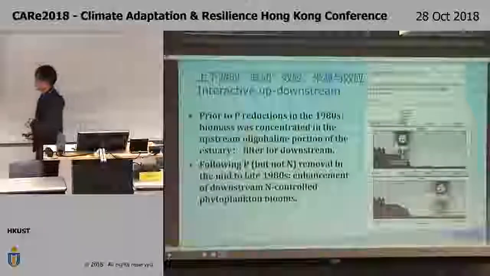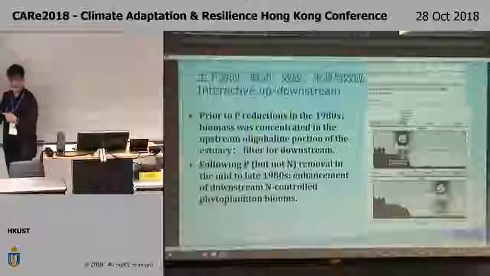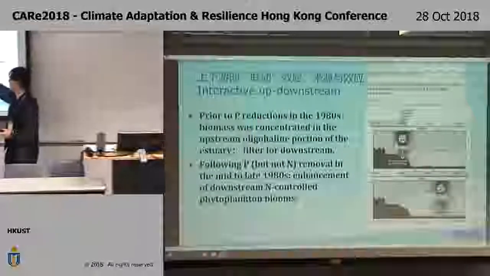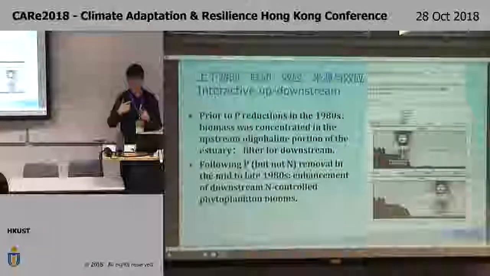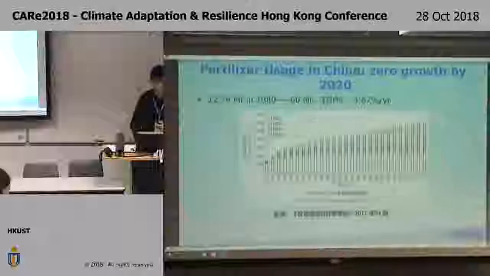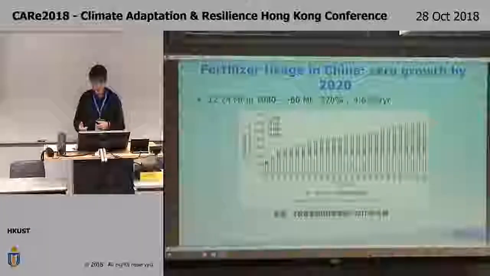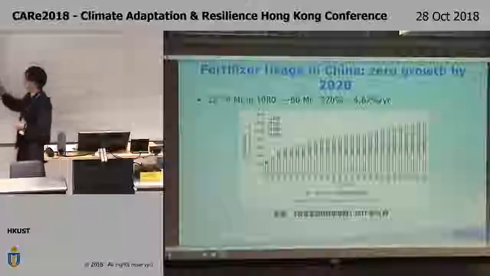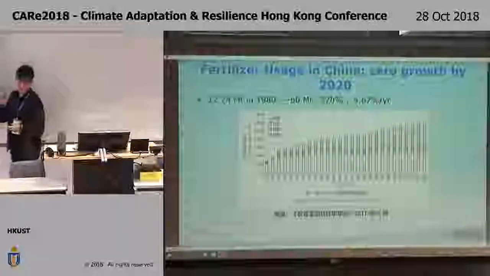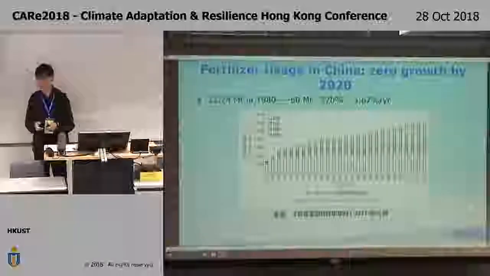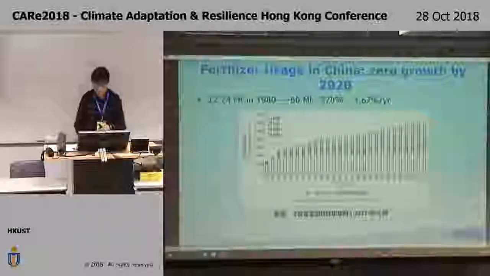And in one of the earliest studies in the US, the upstream and the downstream are connected, integrated. In this case, if you remove phosphorus upstream, the hypoxia and the bloom will be reduced downstream. So we are connected. This is the key message. Fertilizer is the main driver in addition to climate change. So China is targeting zero growth by 2020. It's an opportunity, but still, if you look at the history of fertilizer usage over the last 40 years, with 4% growth annually, this is a huge pressure put onto the whole coastal system.